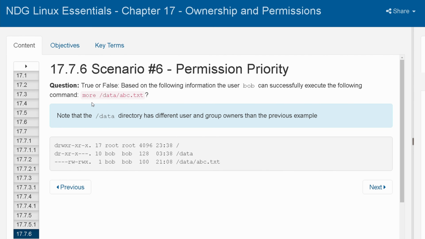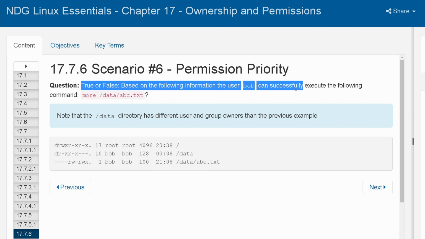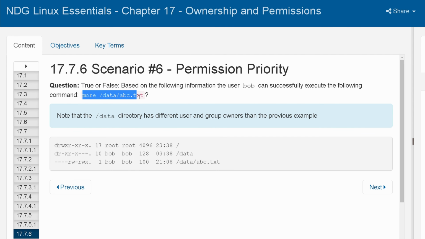In 17.7.6 scenario 6 permission priority, we are asked true or false. Based on the following information, the user Bob can successfully execute the following command, more /data/abc.text. So looking at this script, we're first going to look at the root user and the group name. We'll notice that, and we're going to look at the world permissions since Bob is not a root user. So we have R and execute, meaning we can read and execute.